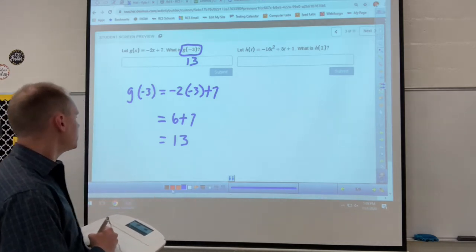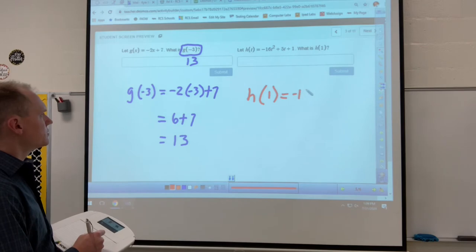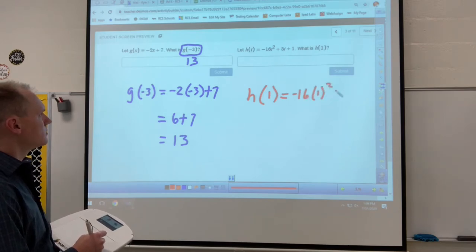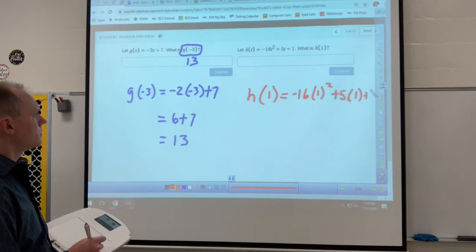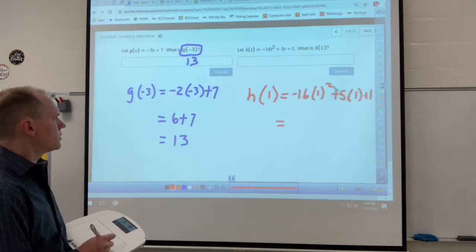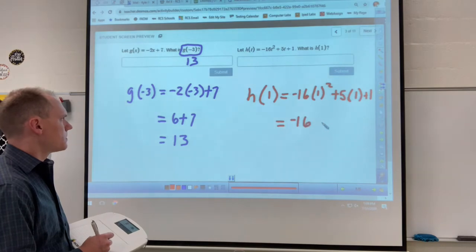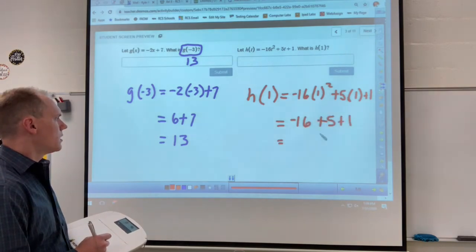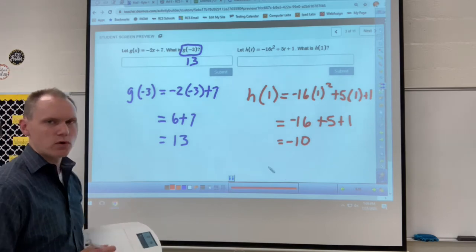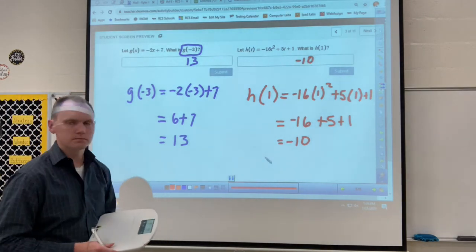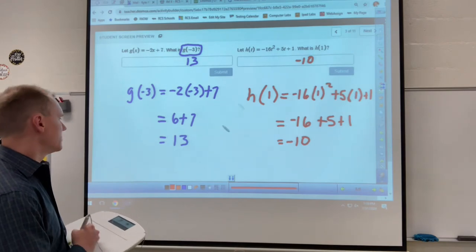All right, over here, h of t, what is h of 1? Well, that means we're going to substitute 1 in for all of the t's and simplify. Okay, so we have negative 16 times 1 squared. 1 squared, 1 times 1 is still 1. And then we get 1 times negative 16 is negative 16 plus 5 plus 1. So it's going to be negative 16 plus 6 is negative 10. So h of 1 is negative 10. All right, so we're just substituting those numbers in for all of the x's in our function and then simplifying.